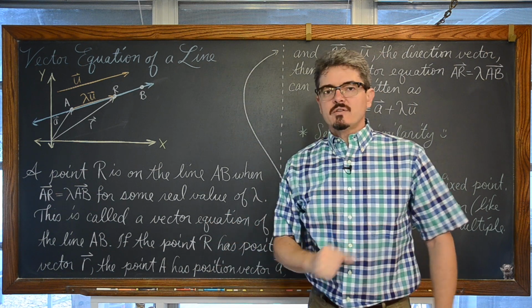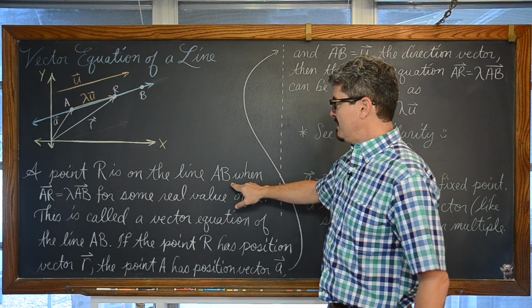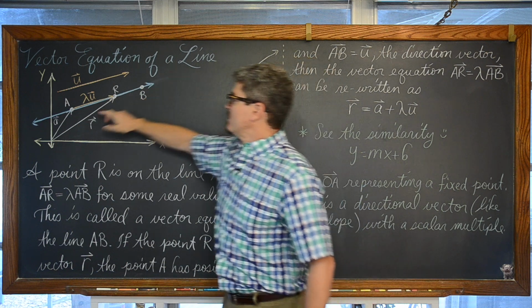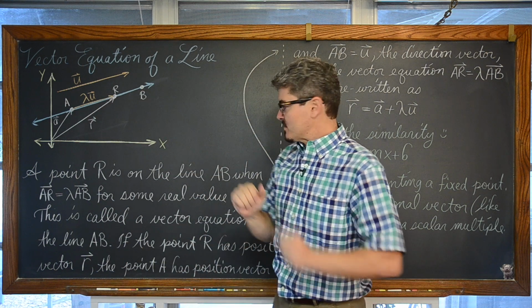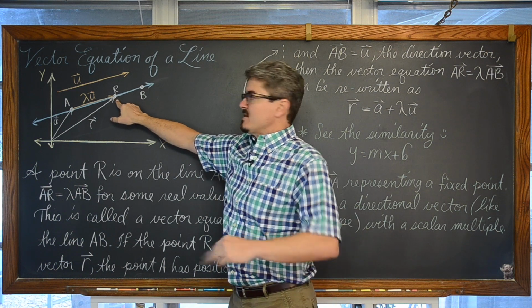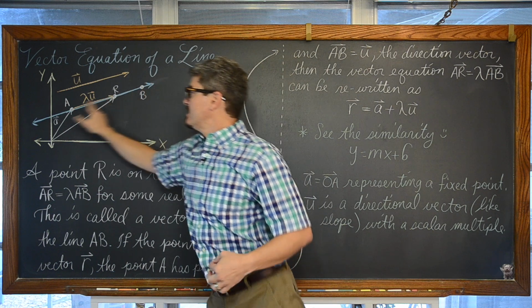So the vector equation of a line, what is it? Well, a point R is on the line AB. So we're looking at my diagram here of this blue line passing through points A and B. That's what we're interested in. And R is going to lie on that line. So basically, we're describing any point that's on this line AB.